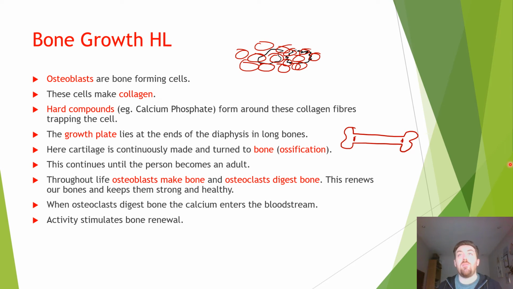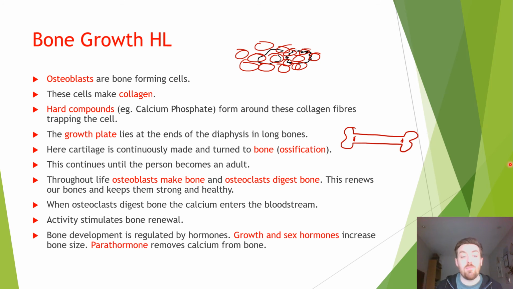So basically, our bodies are very much aware of what osteoclasts do, and when they digest some bone, the increase in calcium in the blood is detected, and our brain says, "Hey, osteoclasts get to work," or osteoblasts get to work there and make more bone. So bone development is regulated by hormones. Growth and sex hormones increase bone size, and the parathormone helps remove calcium from the bone. All right. When we look at the endocrine system in the future, we will see that in a little bit more detail.